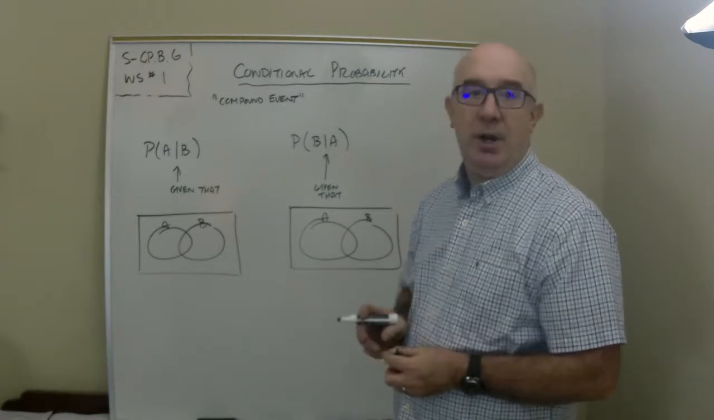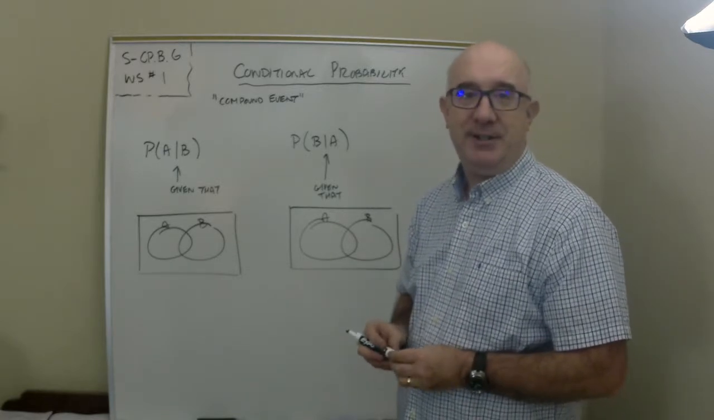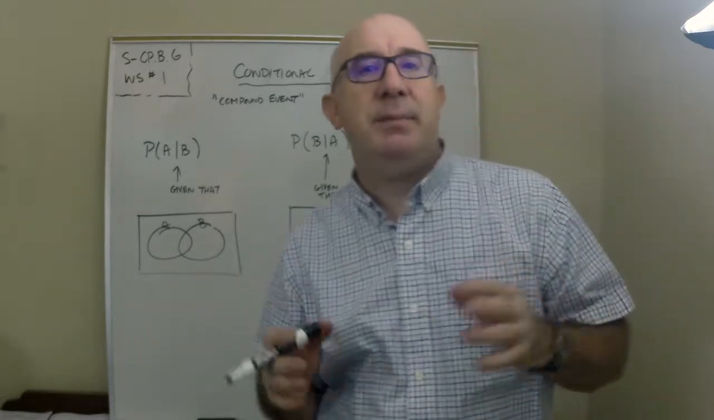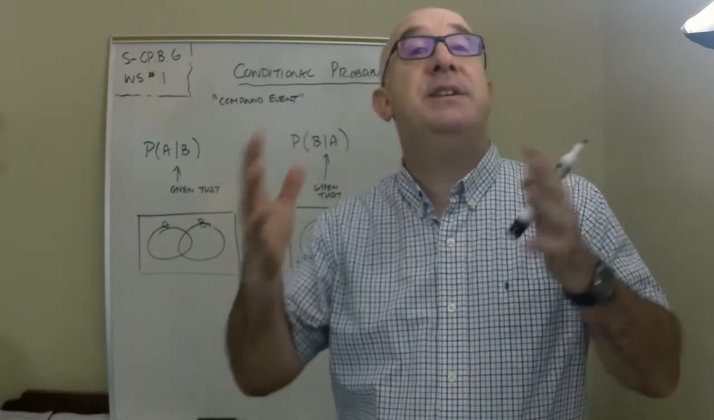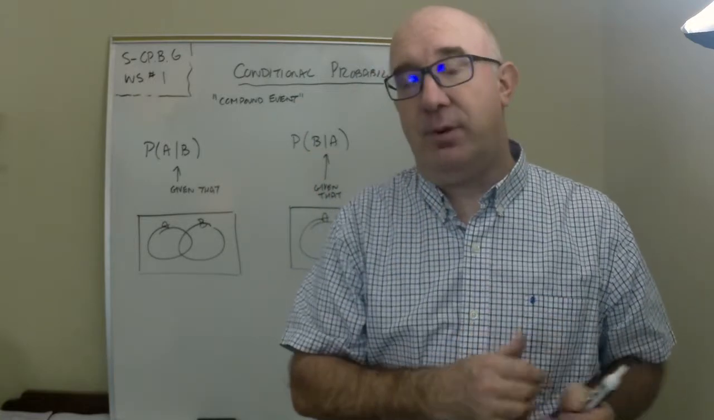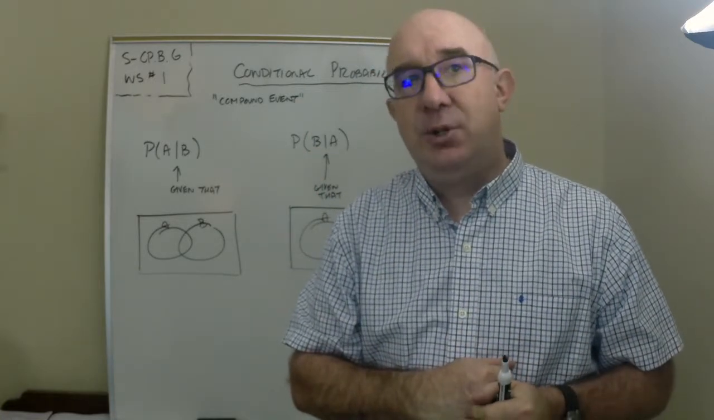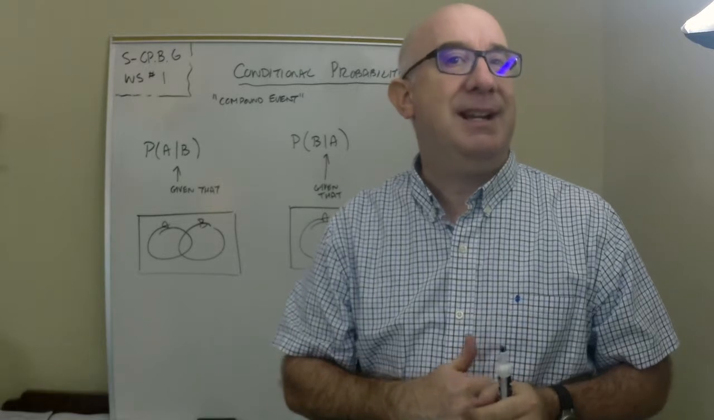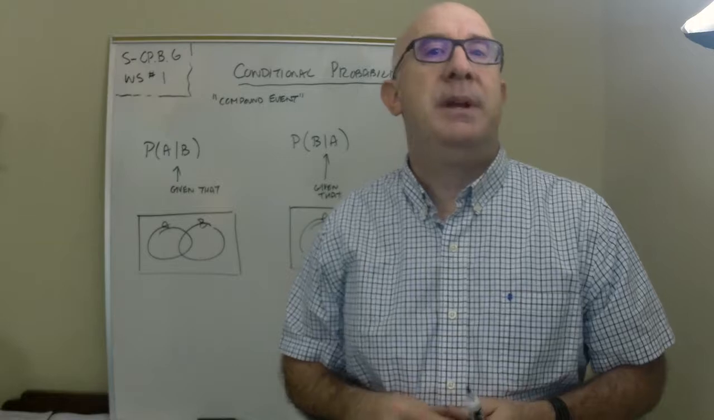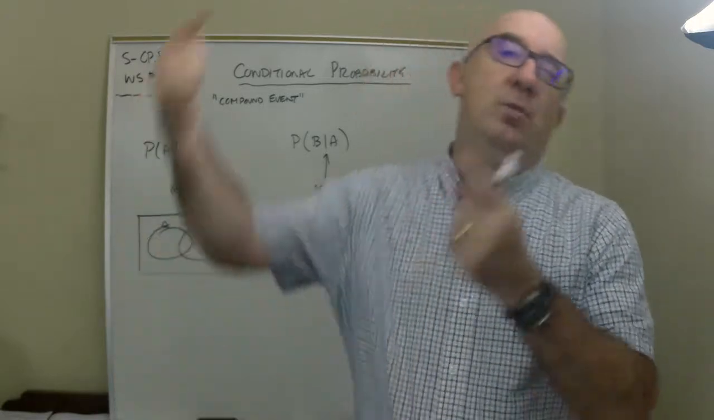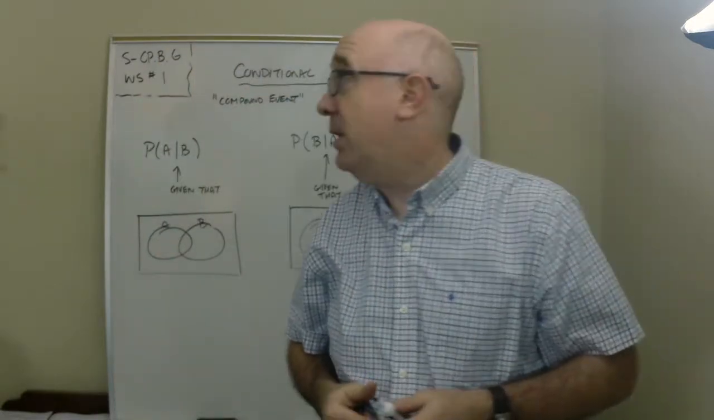S-CP.B.6 worksheet 1, all about conditional probabilities. Now, conditional probability implies something. It implies that something has just taken place before it. So a conditional probability requires to be at least the second or third or fourth event in the chain of events, because it's conditional on what just took place.